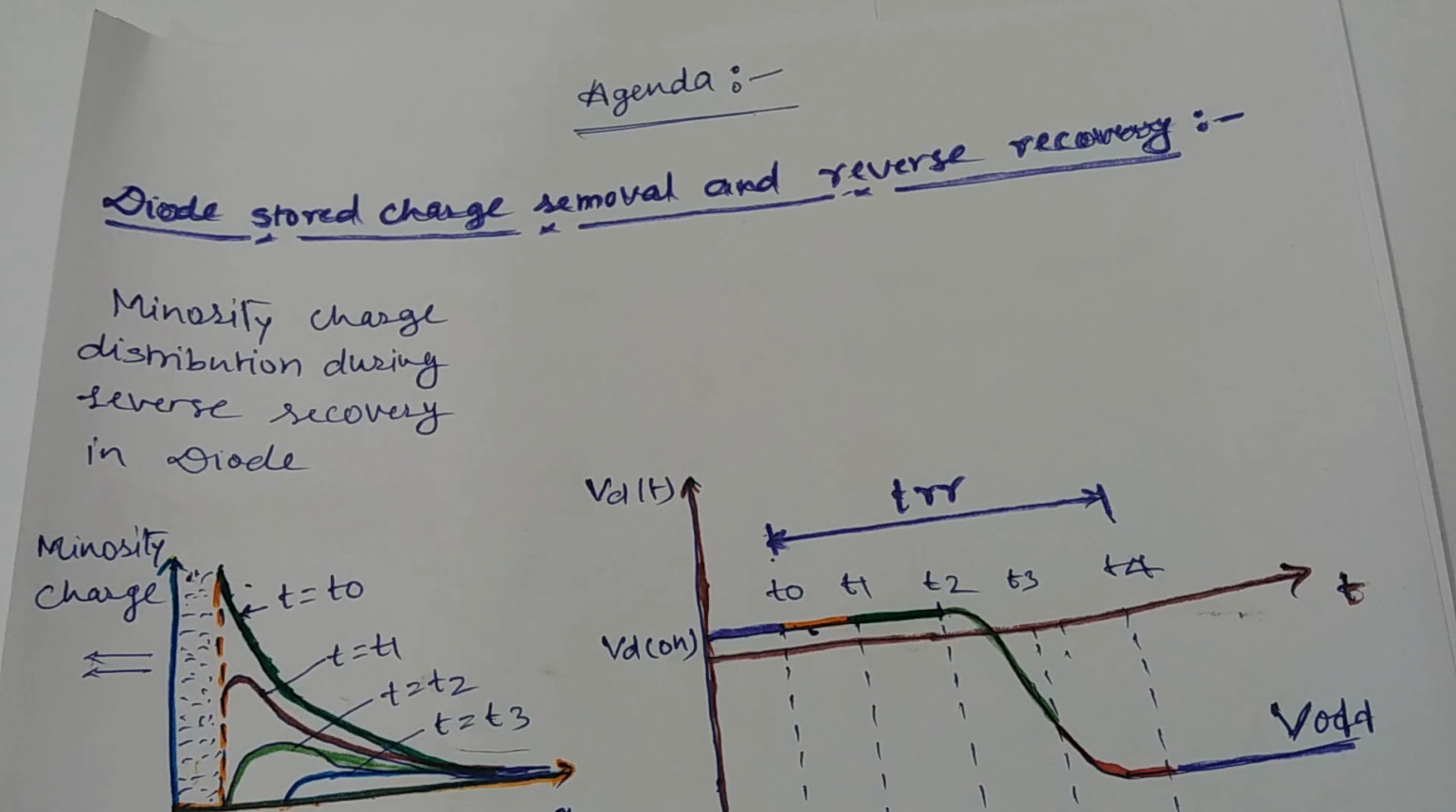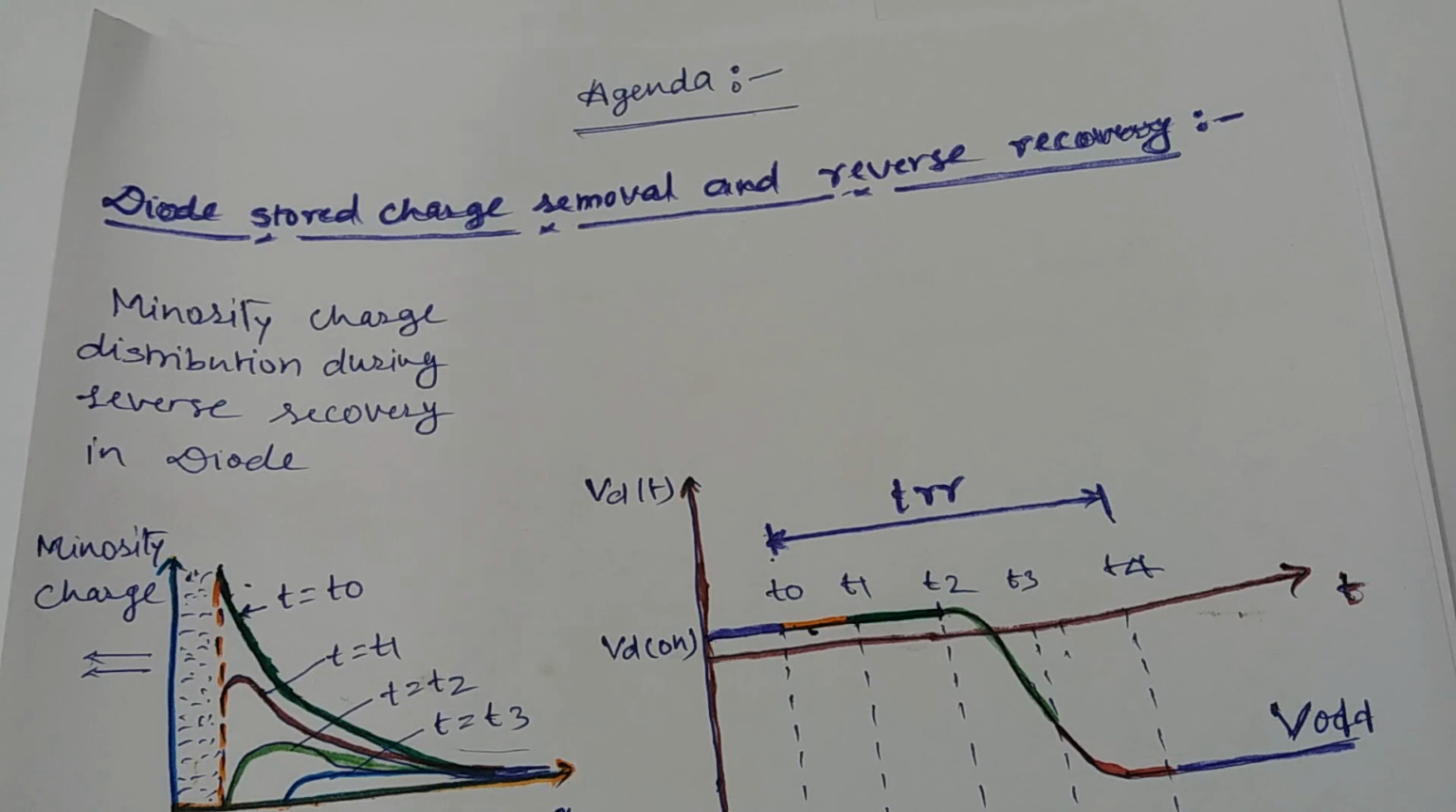Due to that, the junction capacitance charges, and because of that, the current starts flowing through it. If you bias the diode in forward bias, the depletion region of the PN junction diode reduces. Because of that, current starts flowing through it.